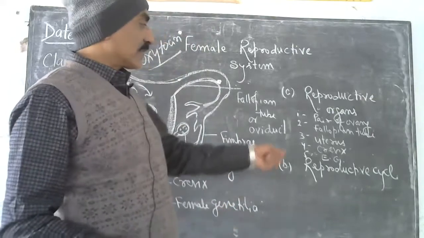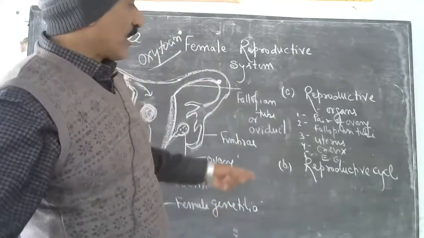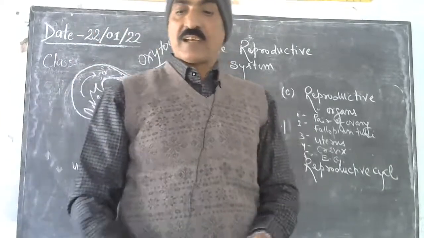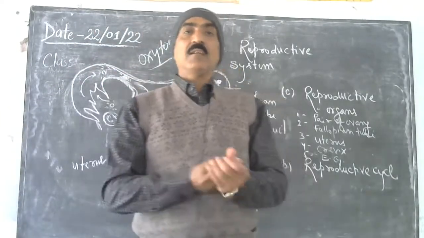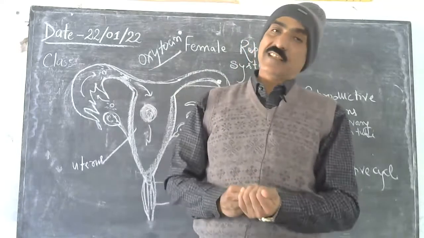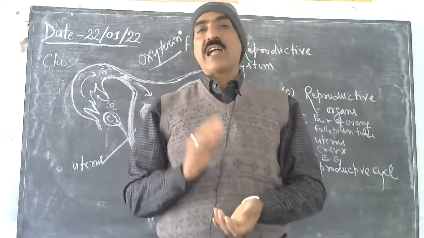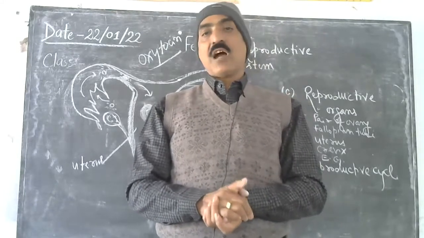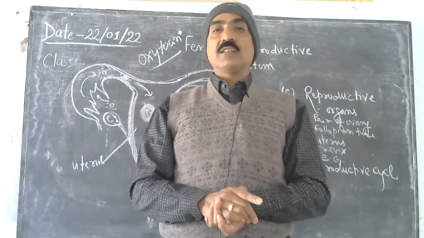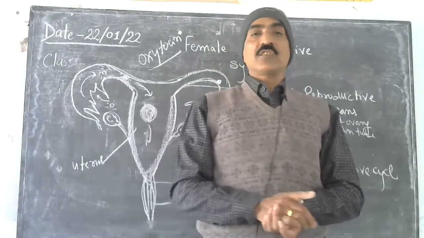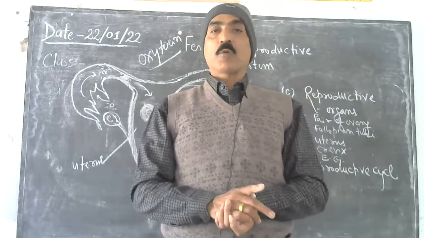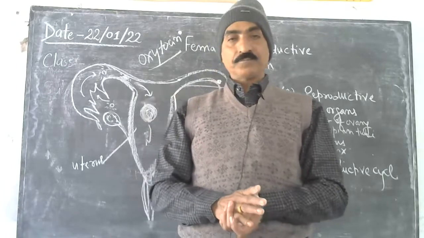But another thing that we'll learn here is called the reproductive cycle, because there is no such reproductive cycle in the male. In the male, once the pubertal stage appears, inside the testis spermatogenesis continues, and that continues till death. And so there is no specific cycle working in the male for the production of the male gamete.